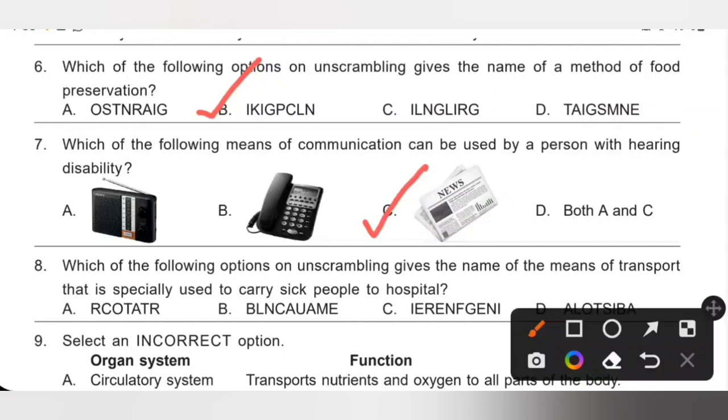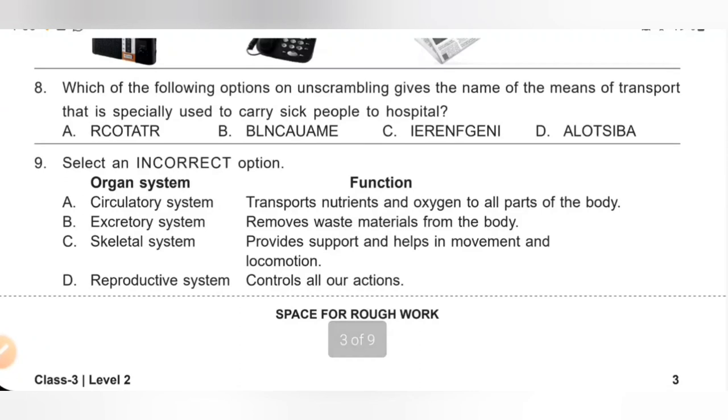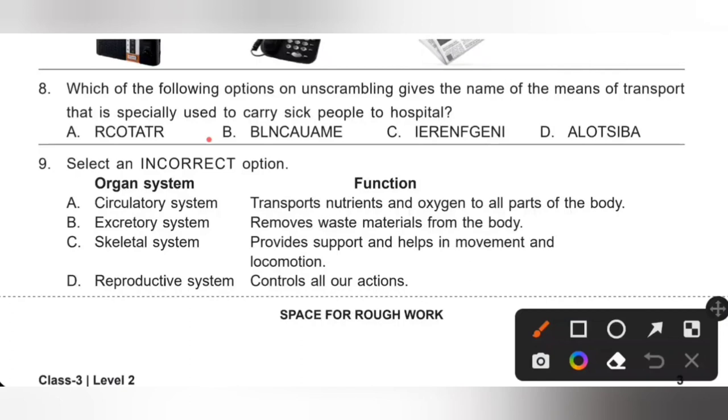Eighth one. Which of the following options on unscrambling gives the name of the means of transport that is specially used to carry sick people to hospital? On unscrambling, we get option A, tractor, B, ambulance, C, fire engine, D, sailboat. Ambulance is specially used to carry sick people to hospital. So, option B is the correct answer.